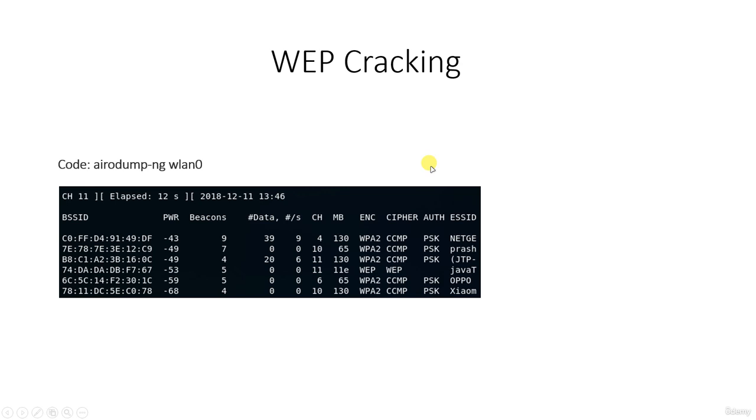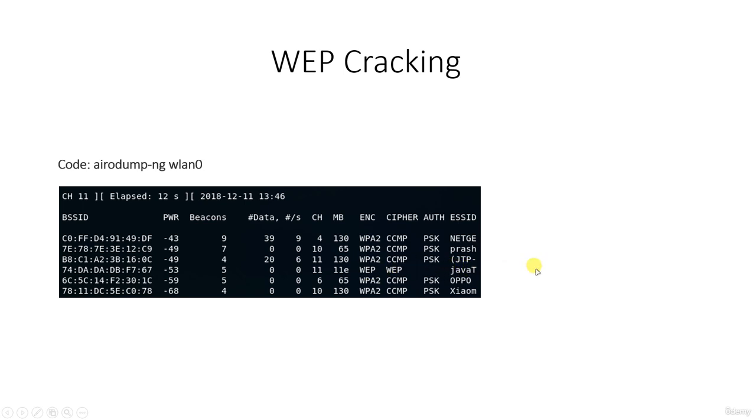So just run this command to see all the network data within our Wi-Fi range, and then we will target one of those networks. Here wlan0 stands for the interface, and the following output will be displayed by executing this command. In this, the fourth network has come up, the Java T point network. This one, as you can see, is WEP.